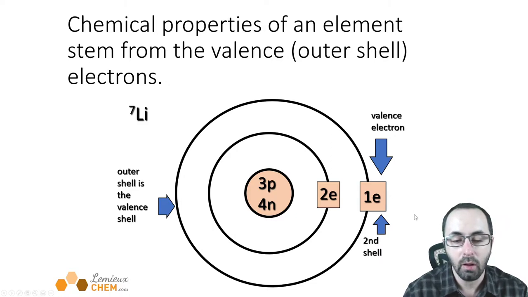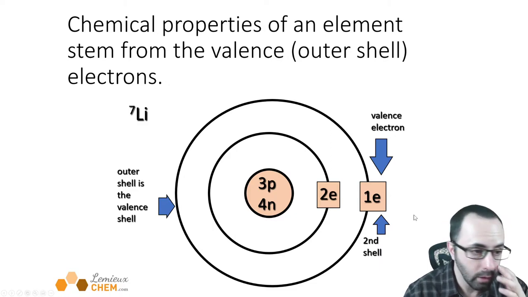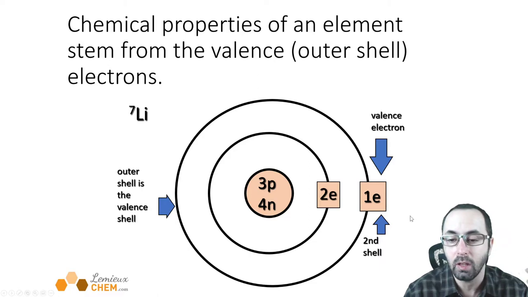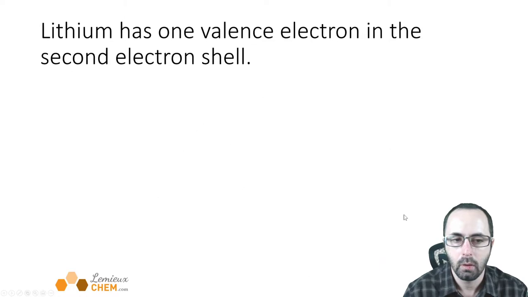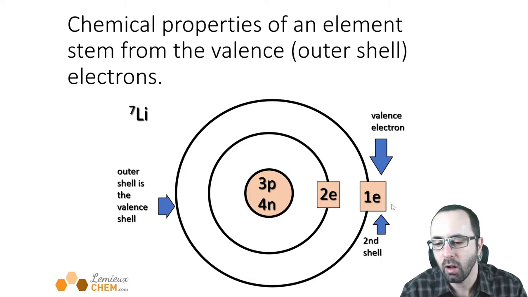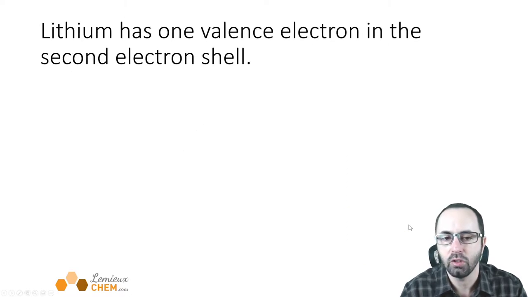And the valence electrons are going to be very important because the number of valence electrons is actually going to have a huge impact on the chemical properties of these elements. So something that we're going to be very, very concerned with as we pass the first exam and start covering new material is the number of valence electrons in atoms. This is going to become super important to us. So lithium, as we saw, had one valence electron, and that valence electron is in the second shell.